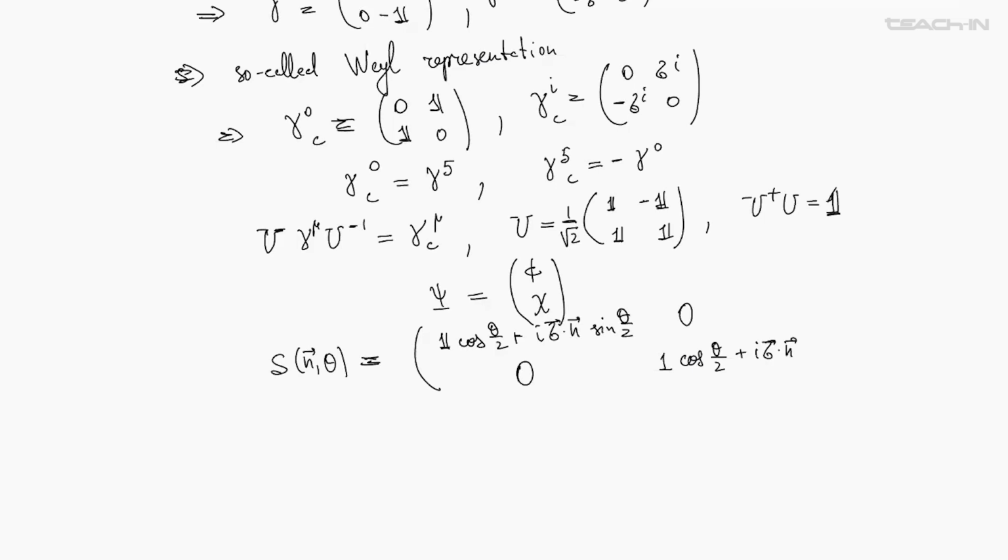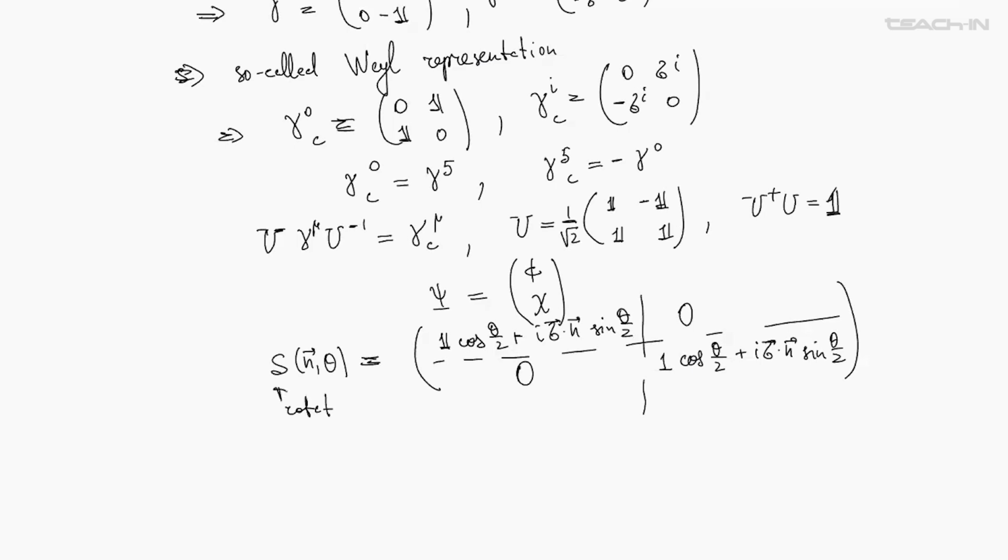And this matrix is already factorized, and it shows that under rotations, phi and chi transform independently. They do not mix under rotations.